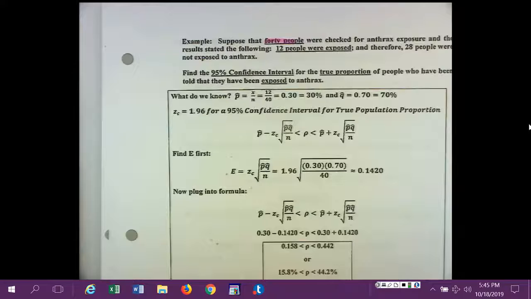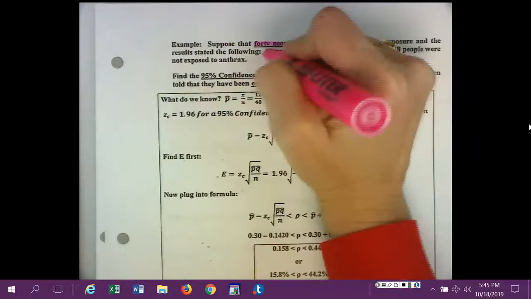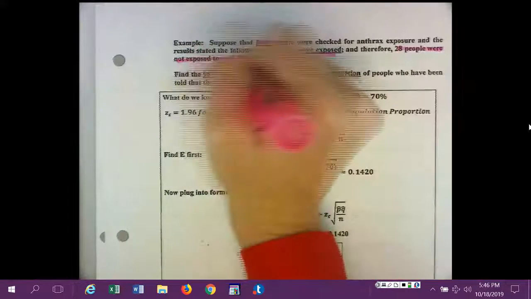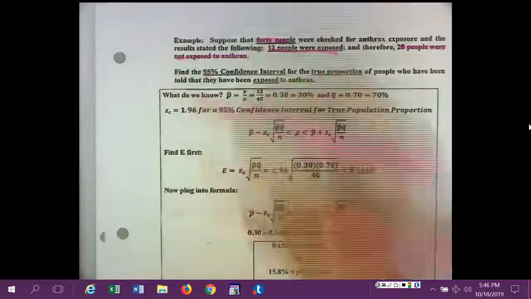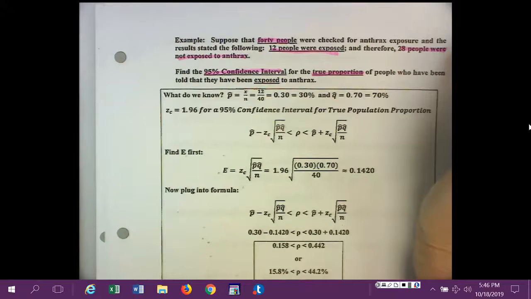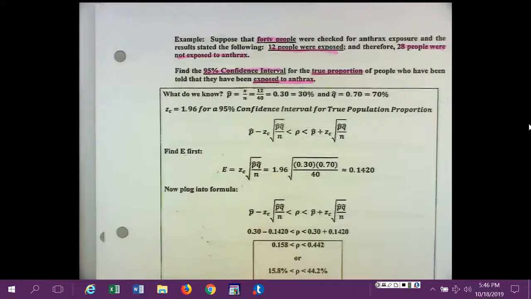Suppose that 40 people were checked for anthrax exposure, and the results stated the following. 12 people were exposed, and therefore 28 people were not exposed. Find the 95% confidence interval for the true proportion of people who have been told that they have been exposed to anthrax. So this confidence interval is all about those that have been exposed. It is not about those 28 people that were not exposed.